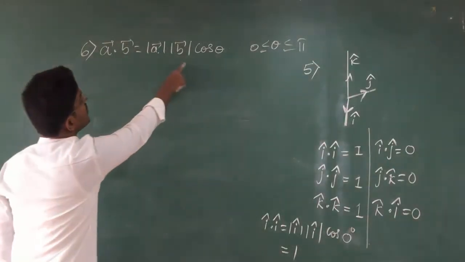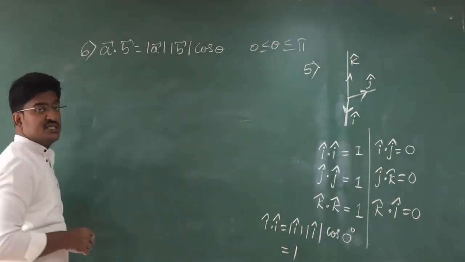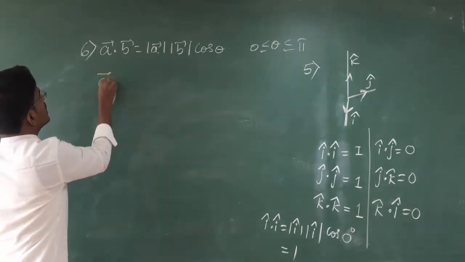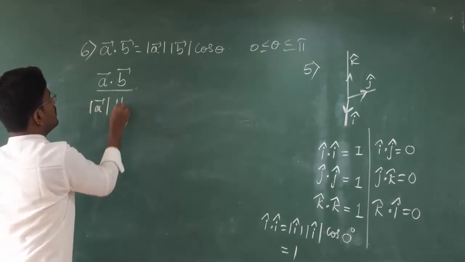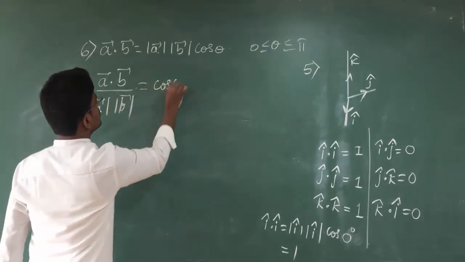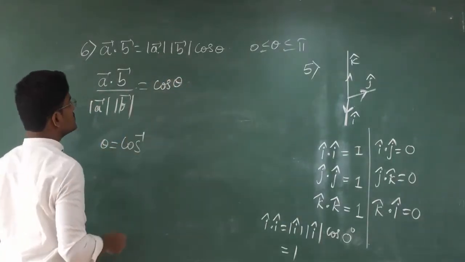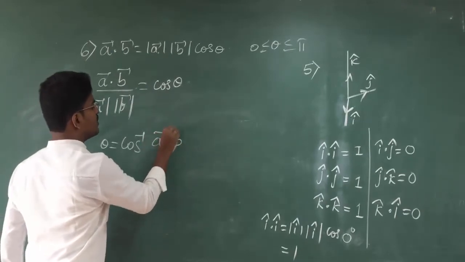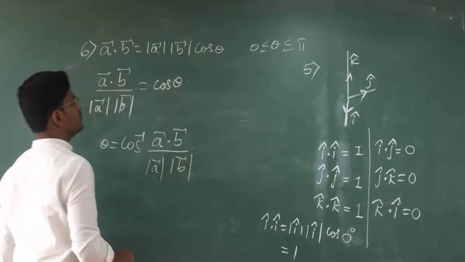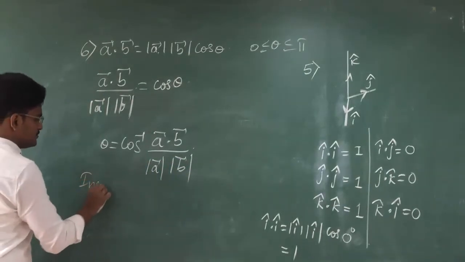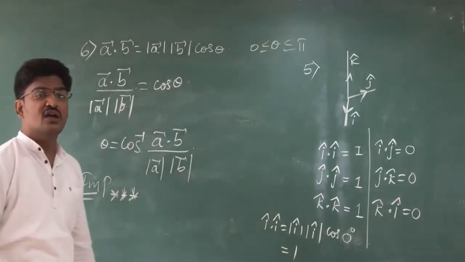That means this formula you already know. Therefore, if I use this, it will be vector A dot vector B divided by magnitude of A into magnitude of B equal to cos theta. Further, if I simplify this, it will be theta equal to cos inverse of vector A dot vector B divided by magnitude of A into magnitude of B. Important formula. Clear?